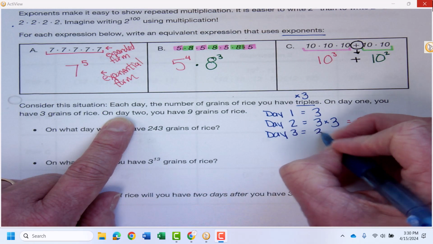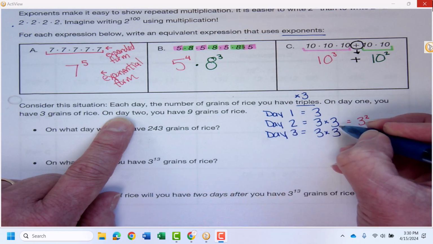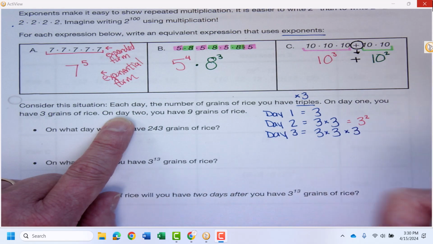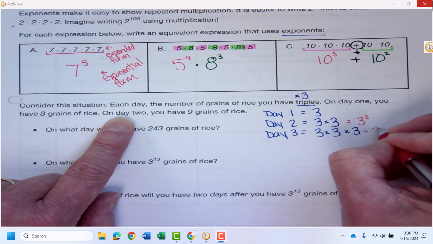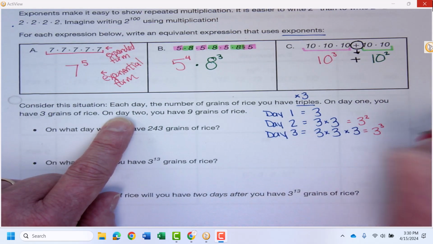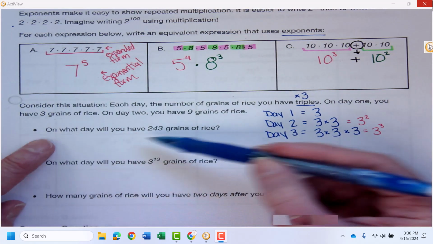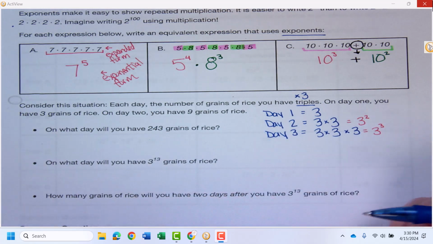I'm going to go one more here. Day 3, I'm going to have the same that I had on day 2, but I'm going to multiply that by 3 again because it tripled again. And that's the same as saying 3 to the 3rd power. So on what day will you have 243 grains of rice? Well, I've got to start here.